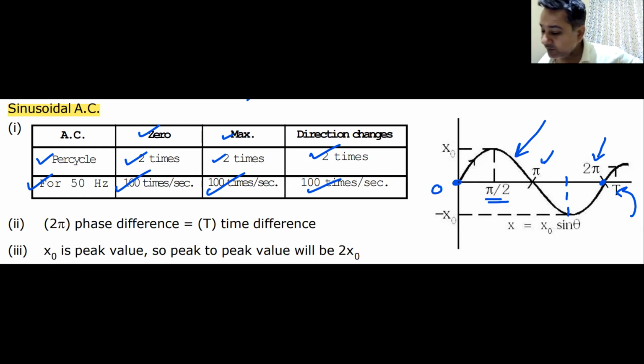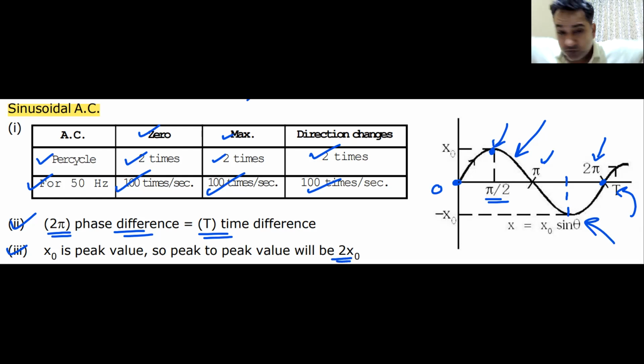I hope you understand this as well. A phase difference of 2 pi. You understand the phase difference? Difference in angle is phase difference. A phase difference of 2 pi is equal to a time difference of T, capital T. Do we understand this? Yes, sir. X naught is the peak. From one peak, the upper peak, to the lower peak, the distance is 2x naught. Do we understand this? Yes, sir.